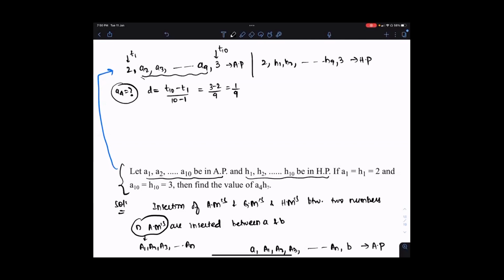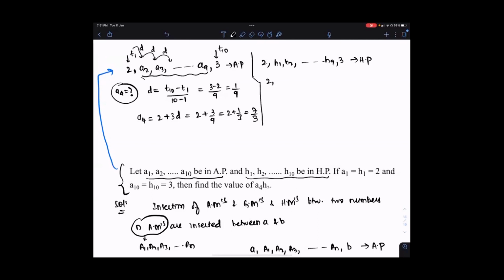Now, to the first term, if I add the common difference, I will get A2. If I add the common difference one more time, I will get A3. One more common difference if I add, I will get A4. So what will be A4? The first term plus 3D, which is 2 plus 3 by 9, which is 2 plus 1 by 3, 7 by 3, I can say. Okay. We got A4.